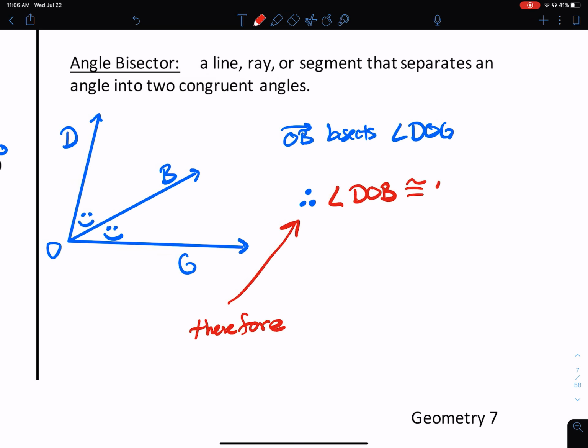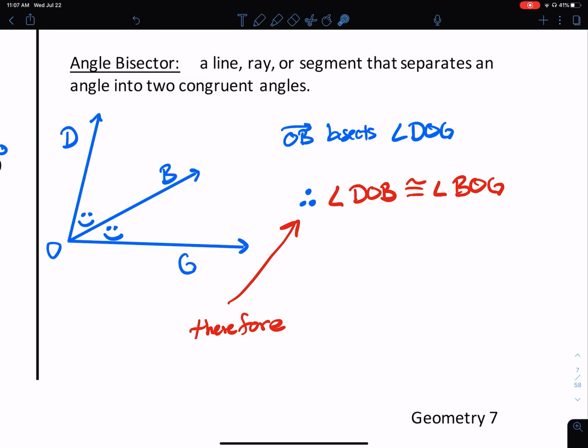is congruent to angle BOG. Now, you might be thinking, why are you using three letters? You said earlier we could use one letter. It's true, but in this picture, if I say angle O, which angle do I mean? Do I mean this angle? Do I mean this angle? Do I mean this angle? We have multiple angles at the same vertex. When that happens, you must use three letters. The middle letter is the vertex. Notice in each of these, O is the middle letter.